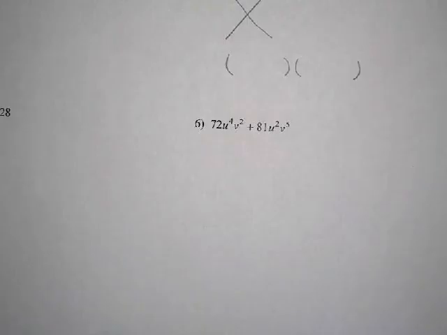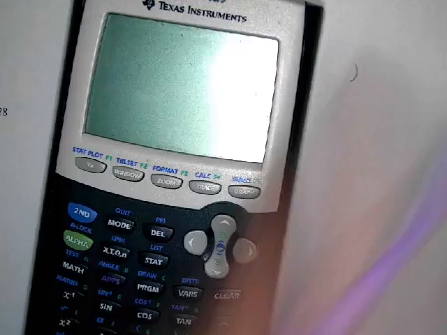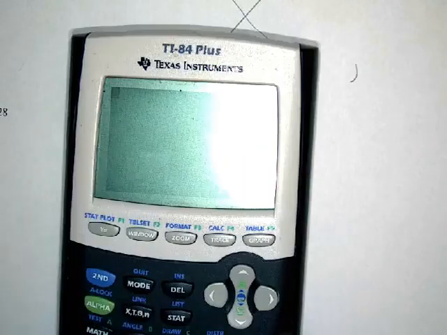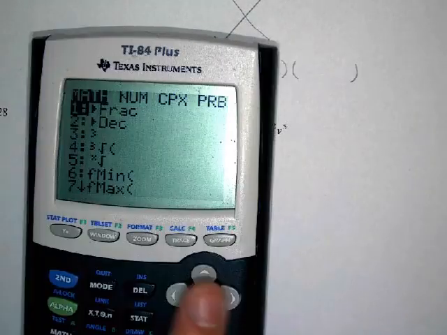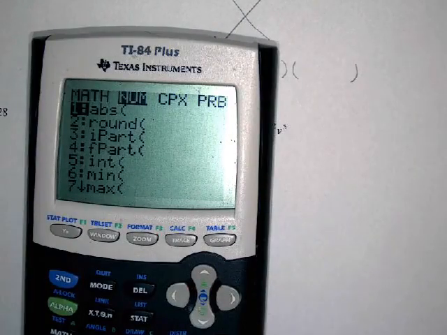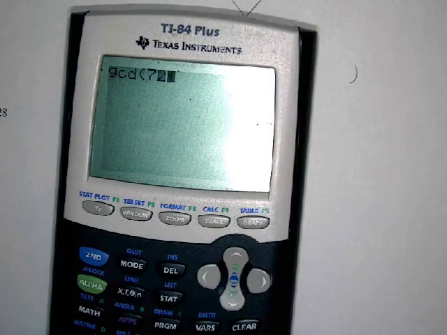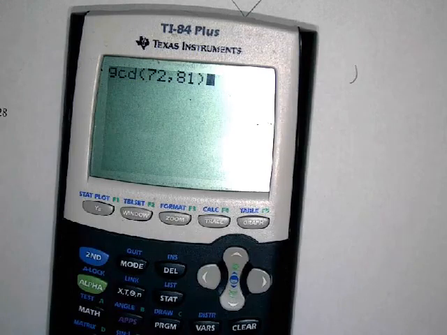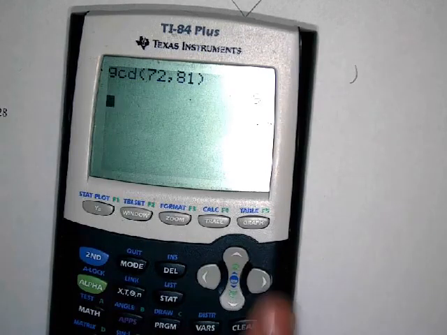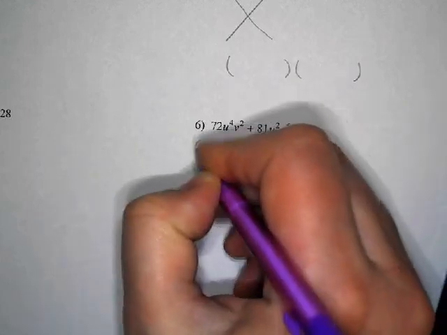So how do we get the calculator to help us with number 6? We hit the math button. Okay, press the math button, go over to the number column, and press number 9. Okay, so we're going to look for the GCF between 72 and 81. And the GCF between 72 and 81 is 9.